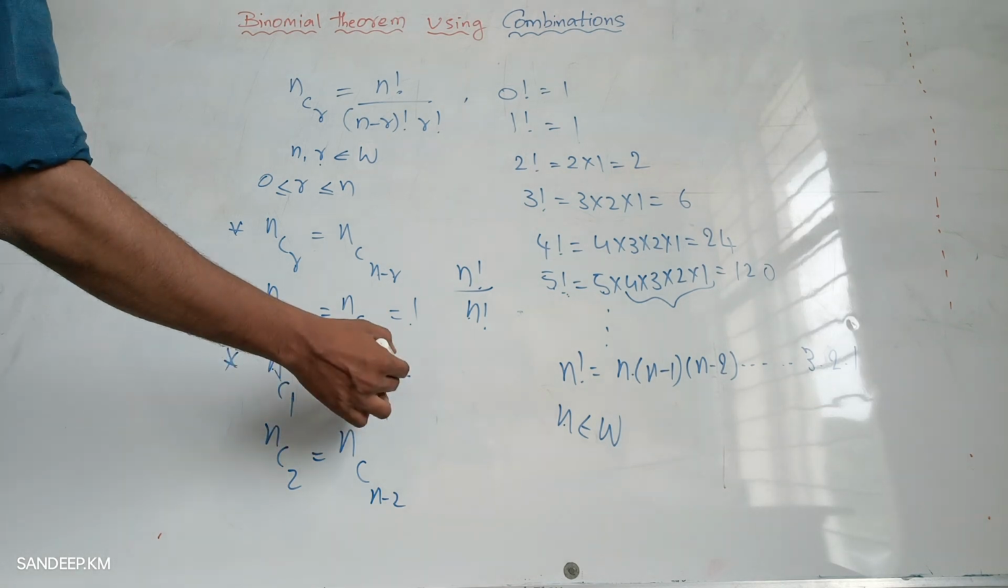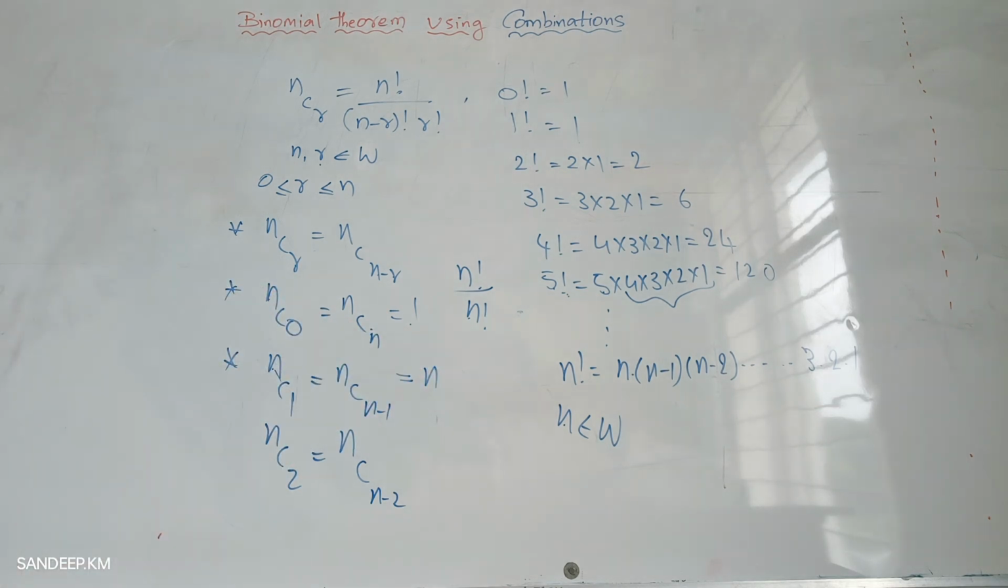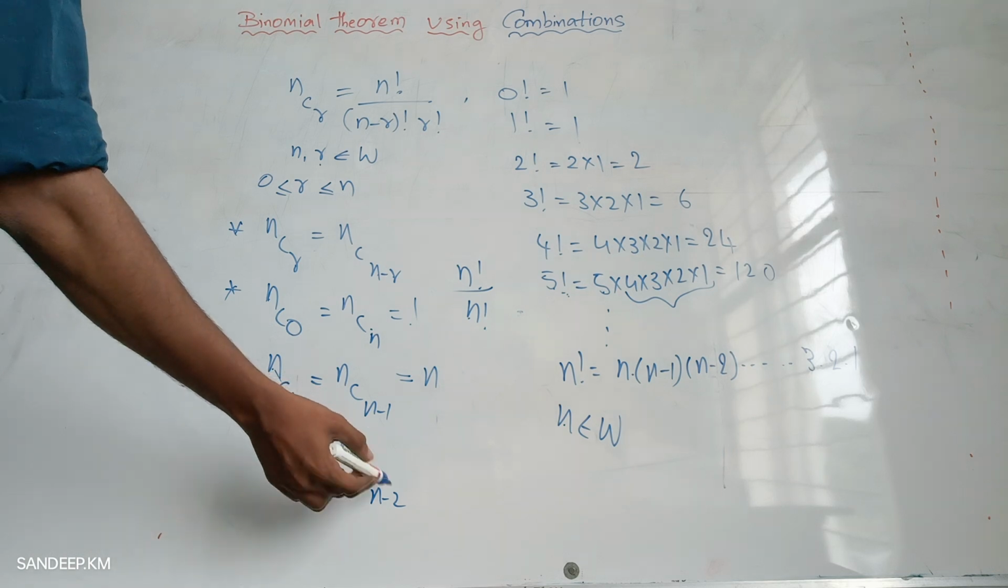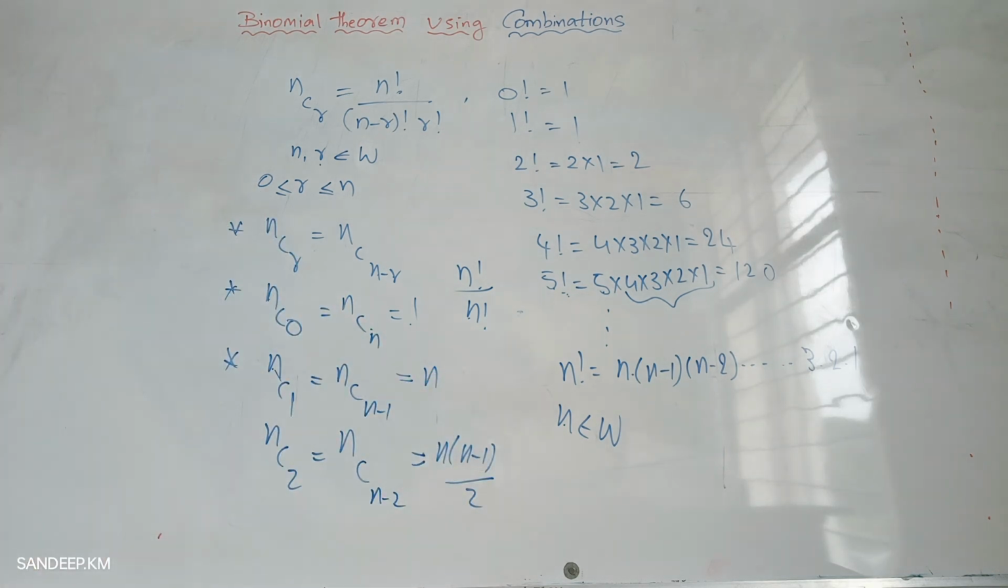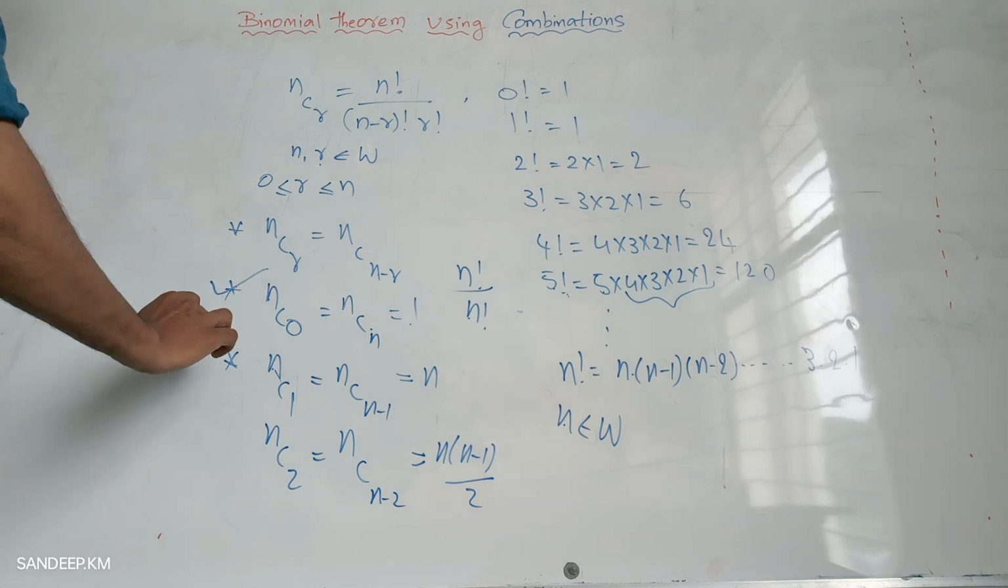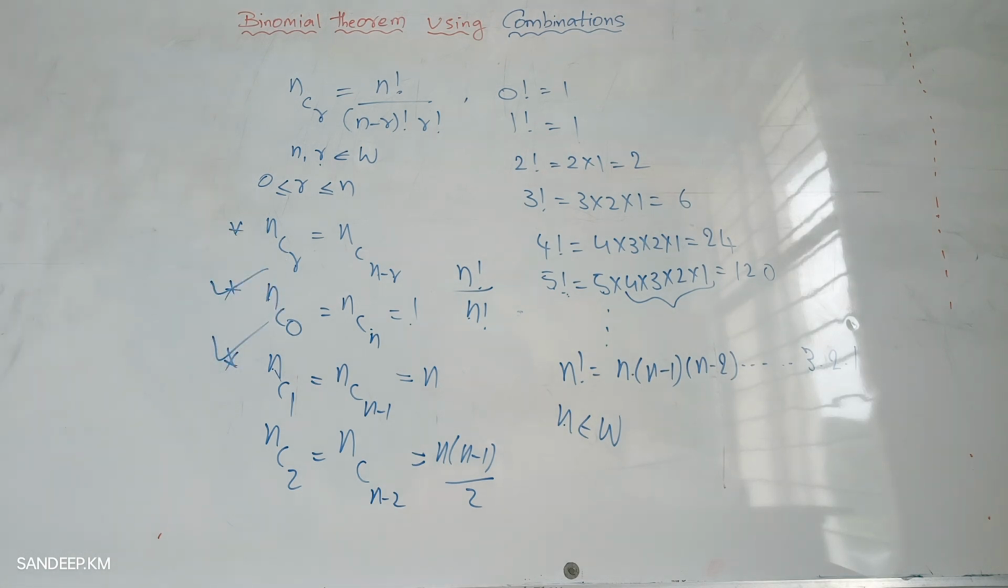Similarly, nC1 and nC(n minus 1) both are equal to n. And nC2 and nC(n minus 2) both are equal to n into (n minus 1) by 2, and so on. Okay, these you should remember: nC0 is 1, nCn is 1, nC1 is n, nC(n minus 1) is also n. Because we will repeatedly use them in the problems.